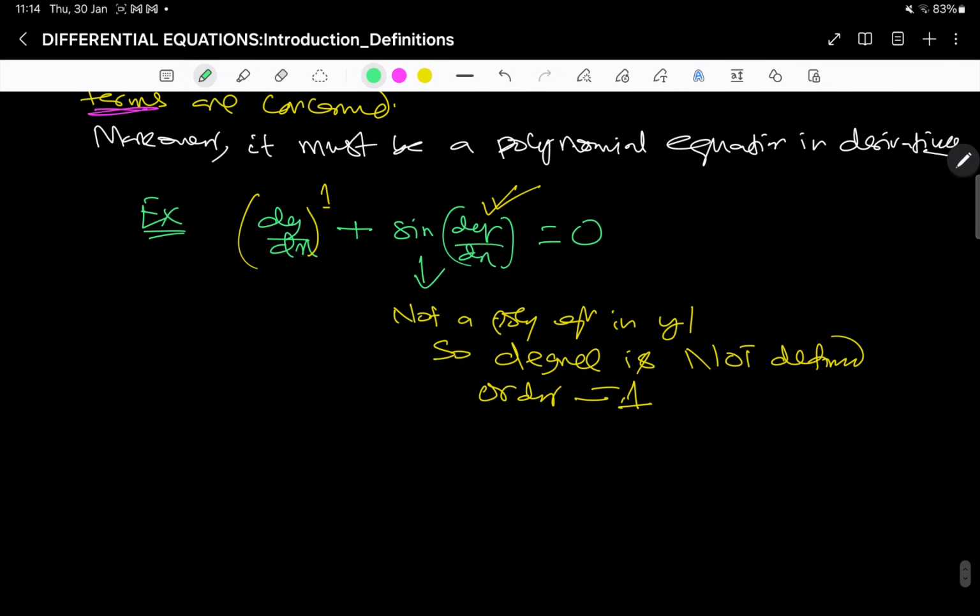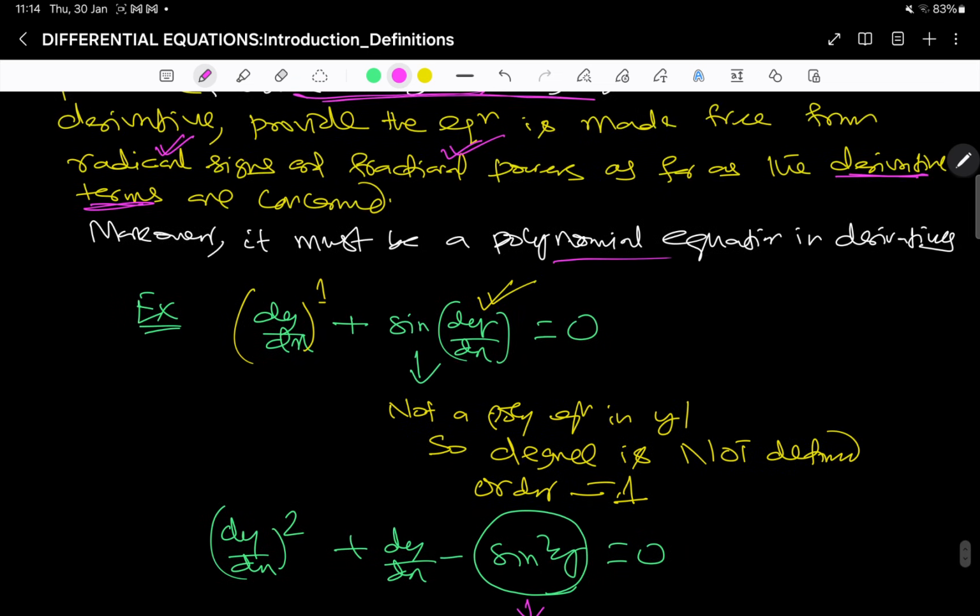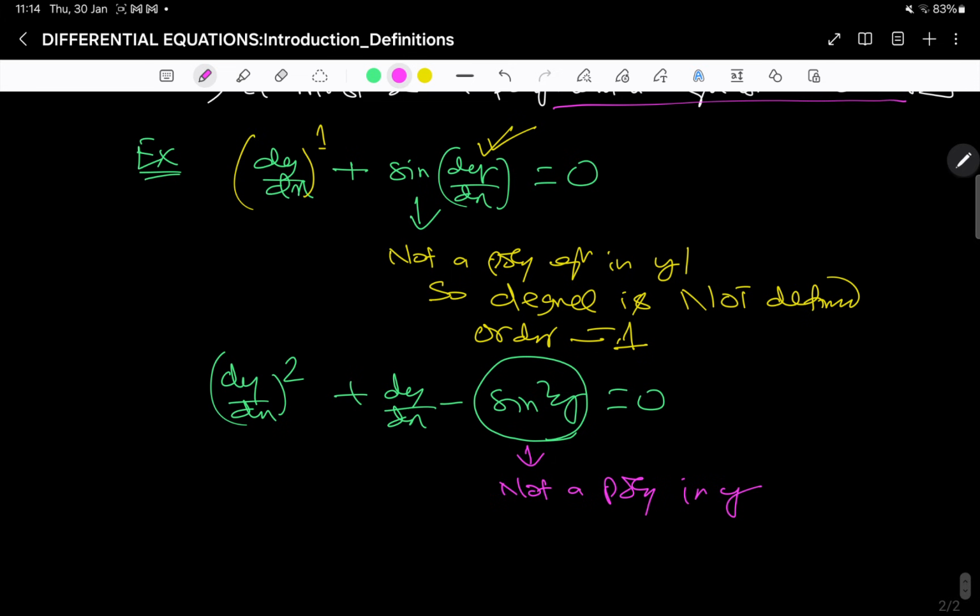Suppose coming to one more example. Suppose you have dy by dx whole square plus dy by dx minus sine square y is equal to 0. You see, it is not a polynomial in y, but we need polynomial in derivatives, and it is a polynomial in derivatives, right? However, polynomial in y dash.